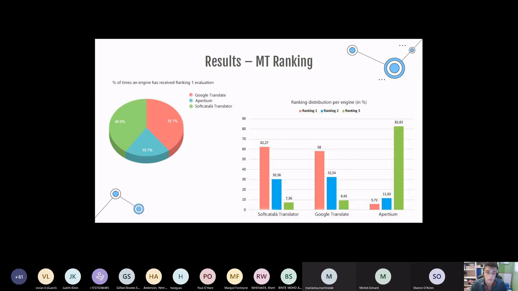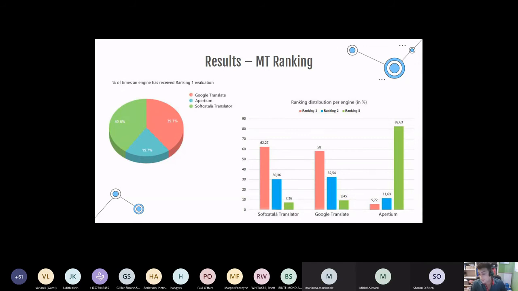It's in the first place with a 40.6% against Google Translate that is in second place with a 39.7%. It's not a big difference, but if we move to the second chart, we can see the ranking distribution per engine in percentage. Softcatalà translator gets 62.27% times ranked as the best MT engine, whilst Google Translate moves to the second place with only 58%.